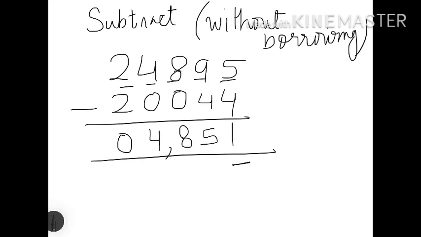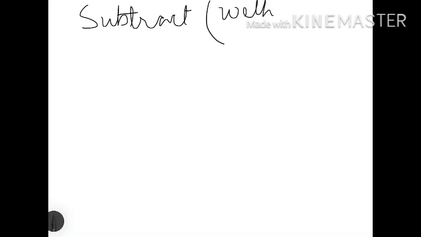And here there was no need of any borrowing because each and every digit of the minuend was bigger than the subtrahend. Alright students, now I'll give you one more example, and that will be the example with borrowing. So here, I will just mention, this is the subtraction with borrowing.